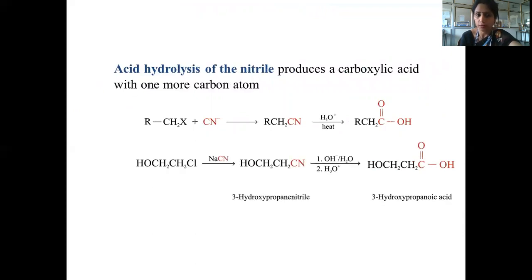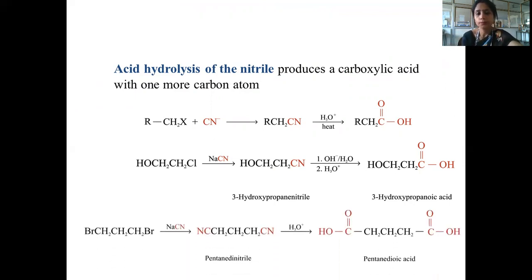Now, the acid hydrolysis results in a carboxylic acid which has one carbon more. So there is a chain increment reaction. Why? Because the cyanide group is introduced into the main compound. So you can see here that when the cyanide group hydrolyzes, it always gives an acid group.